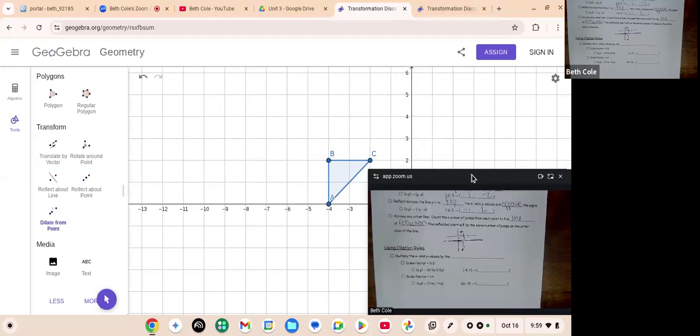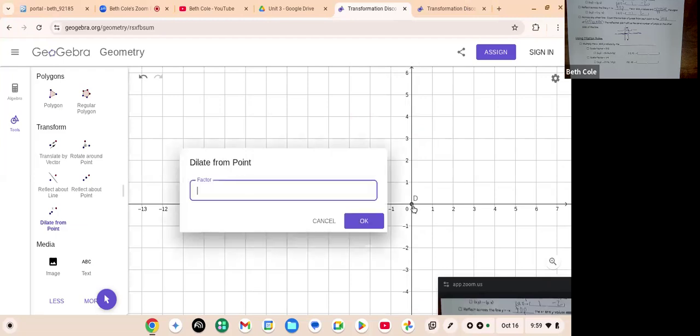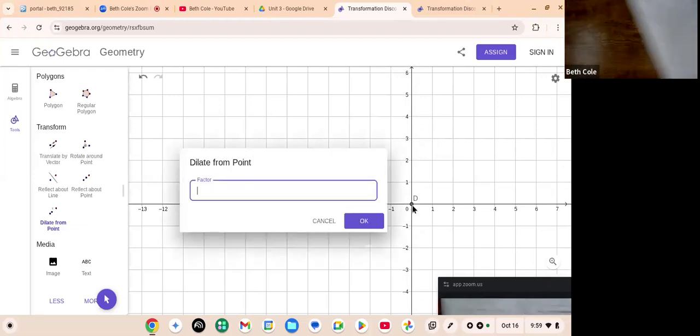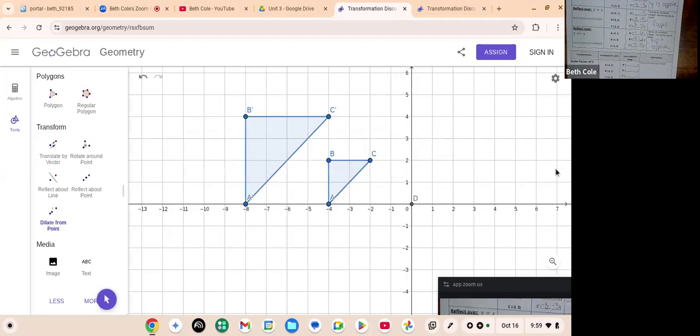Okay. So here, watch. I'm going to dilate from a point. I'm going to click on my shape, click on my point, and we're going to make it, I think it was a factor of 2. Does it say scale factor of 2? Yeah, scale factor of 2. So watch, I'm going to put a 2 in there, click OK. What happened to the shape? It got bigger. Okay, so let's put our points in there. What is A prime?